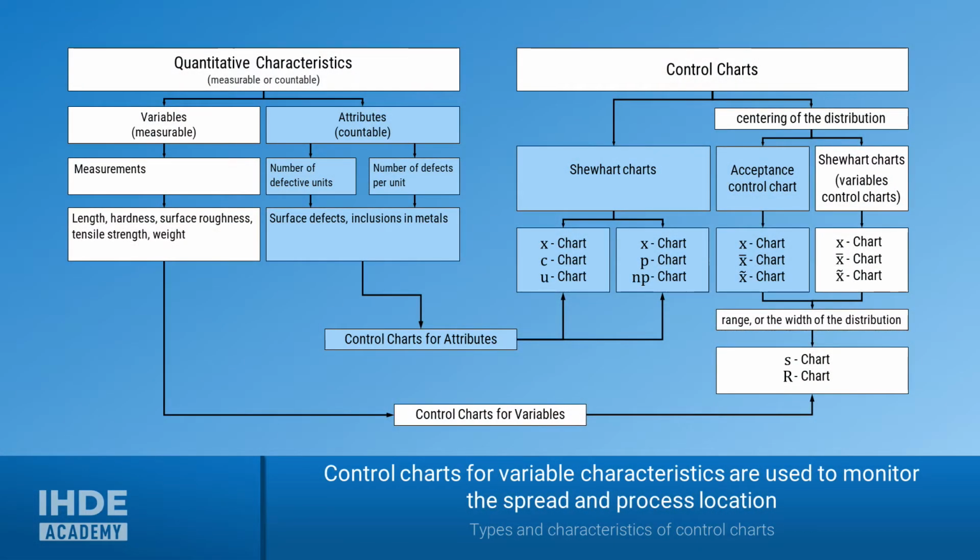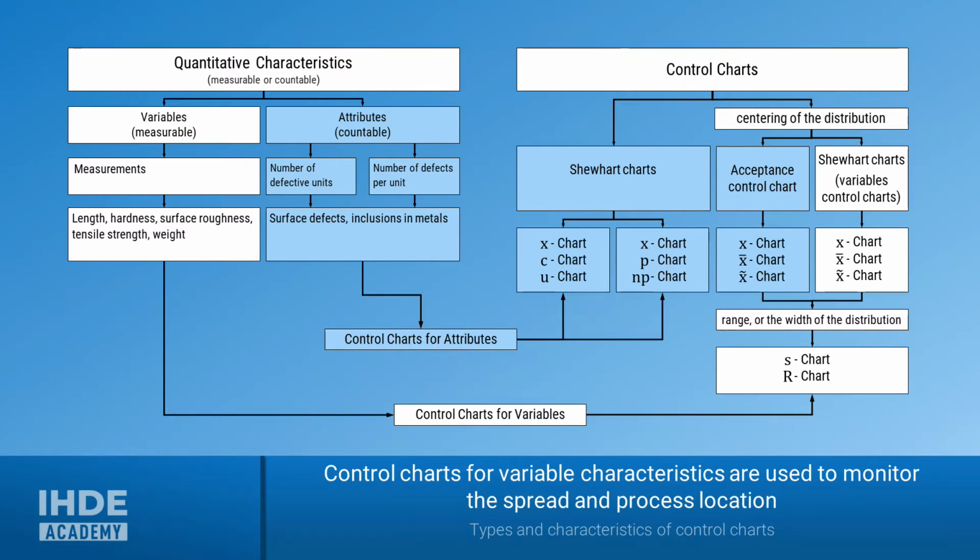This picture shows the relationship between the various characteristics and the control charts used. The different characteristics are shown on the left and the different control charts on the right. The quantitative characteristics shown on the left can be divided into 2 categories. First, the variable characteristics. These are all characteristics that can be measured. They always have a value and a unit.